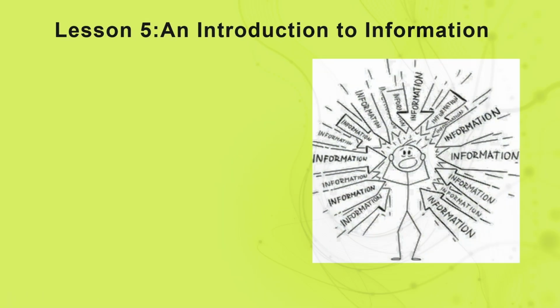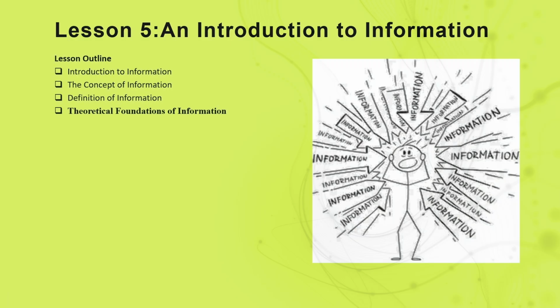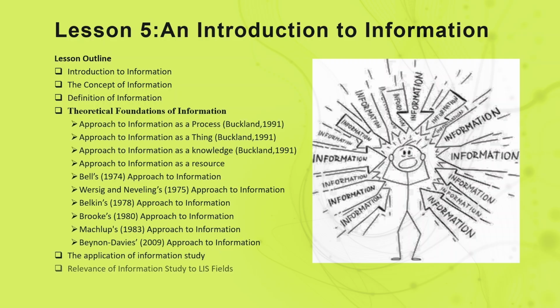We are in the Master Degree class of Library and Information Science. We shall cover Unit 5, an Introduction to Information, in the course Information Communication and Society. In this class, we are going to discuss the concept of information, the definition of information, theoretical foundations of information, and relevance of information study, particularly in respect to the LIS field, and in that respect we also discuss relevance of Ranganathan's 5 laws of library science to information study.